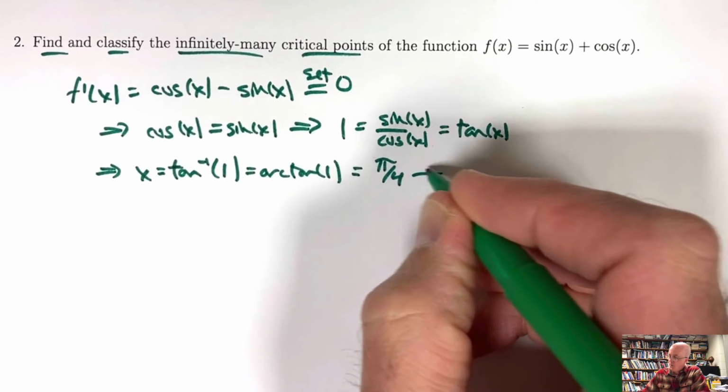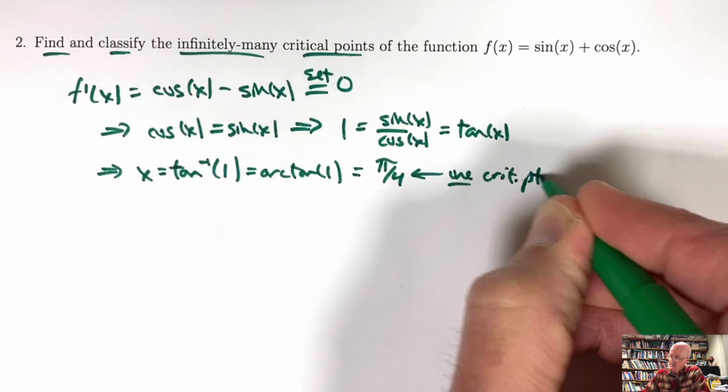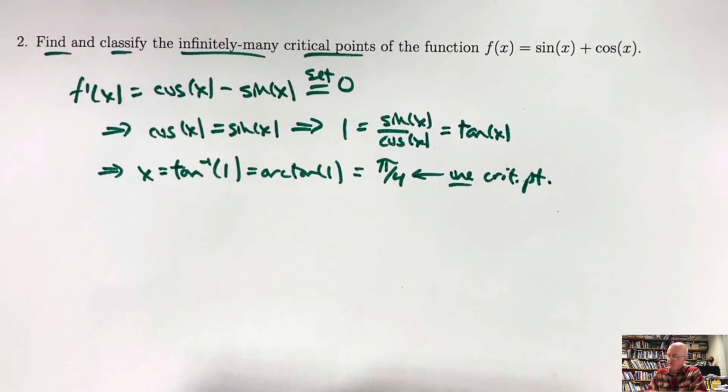But that's just one critical point, not the infinitely many we are after. Pi over 4, when your calculator's in radian mode, is the right answer for x, and you always assume in calculus that you're in radian mode unless said otherwise. That is equivalent in degree measure to a 45-degree angle.